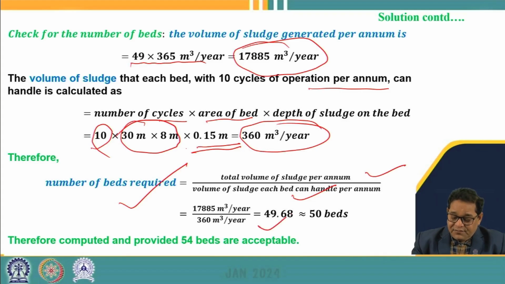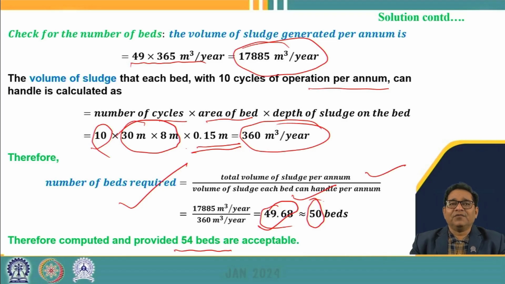So here if we can see, this value comes around 49.68. So this is 50 beds. So within 50 beds the total requirement is fulfilled, and we are providing in fact 54 beds. So this is well within the acceptable range. So the rest of the beds at the time of emergency can be used as standby beds.